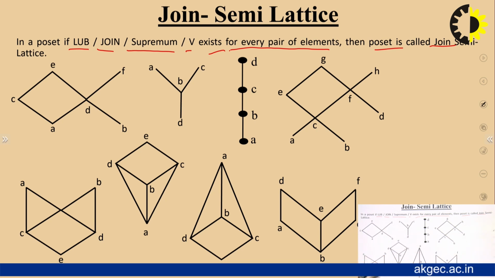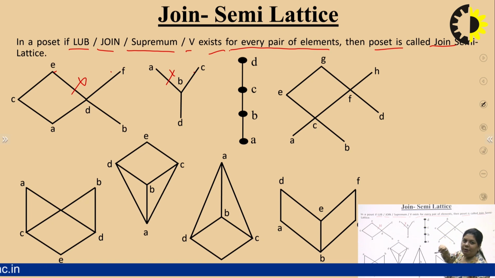In the very first Hasse diagram, to prove that it can be a join semi-lattice, we have to search for a single top. Is there a single top? No. E and F are both on the top, so it can't be a join semi-lattice. Again, is there a single top? No, it can't be a join semi-lattice. Again, a single top? Yes, we have a single top.